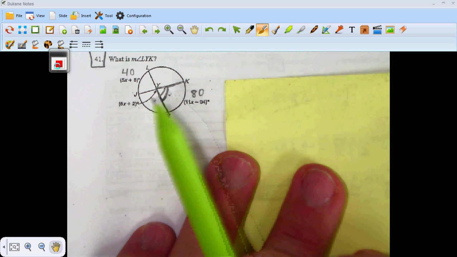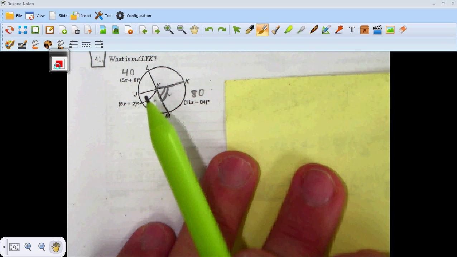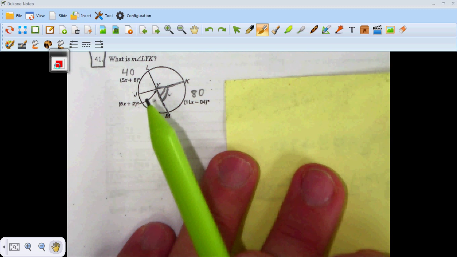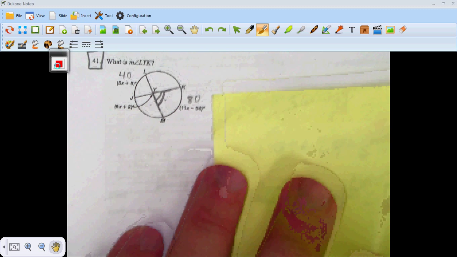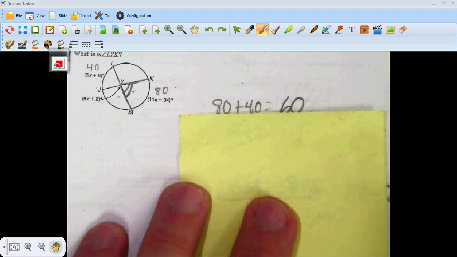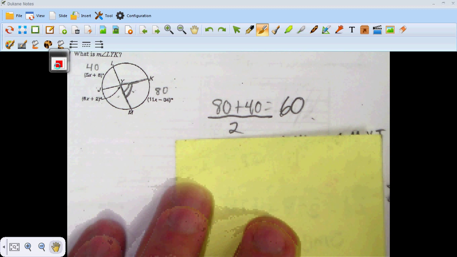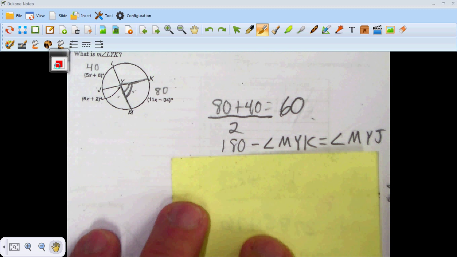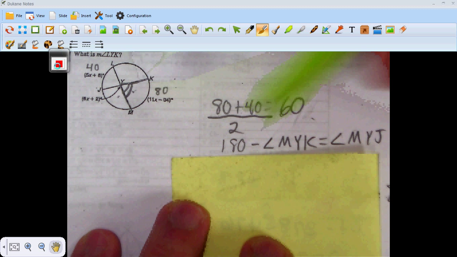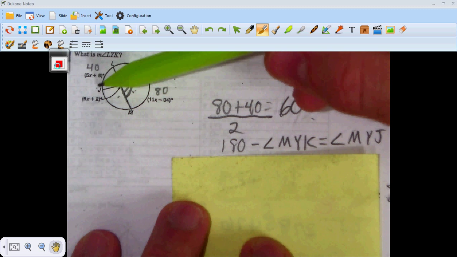Then if I wanted to find this angle right here, I would take 180 minus this angle to get this angle, correct? So, what I did is that I gave you numbers over here to kind of see how it would look. Then, to let you see how to find it, I take 180 minus... MYK is equal to MYJ.